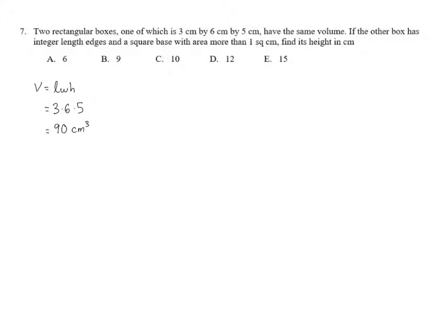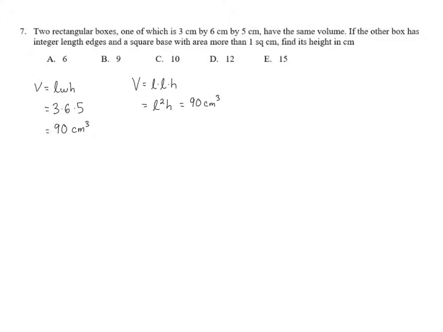Now the other box has integer length edges and it has a square base. So instead of length times width times height, I'm going to say it's length times height. Because the base is square, we know the length and the width are the same. And so this ends up being L squared times H. And we know that this is also going to be 90 cubic centimeters because we're told that the two boxes have the same volume.